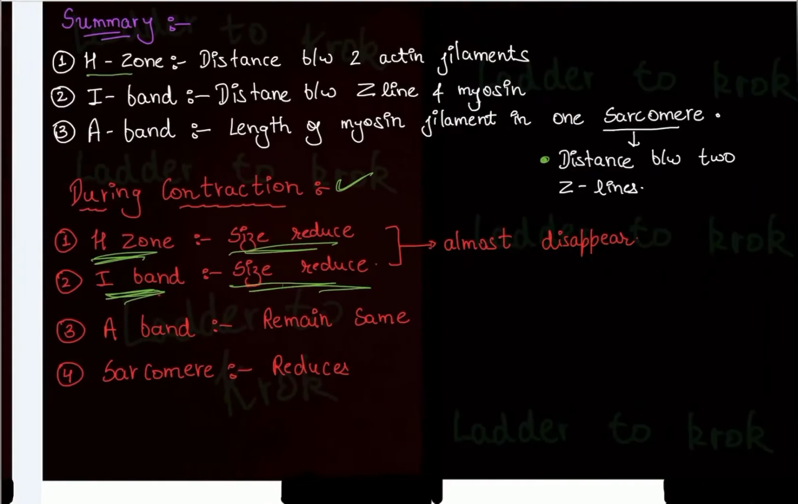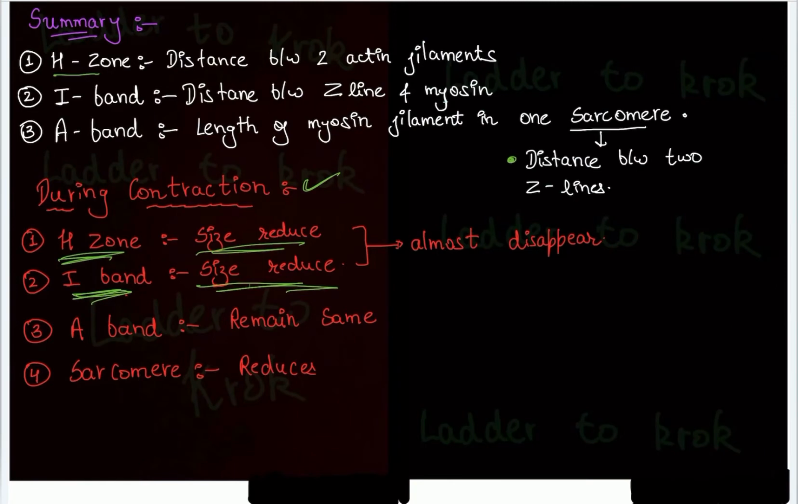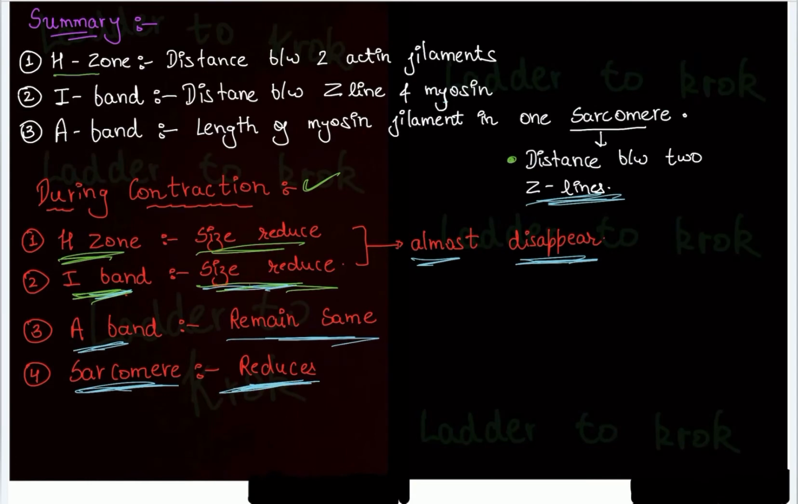So the H zone and I band sizes reduce, almost disappear. The A band will remain the same, since this is the myosin filament. The sarcomere size reduces. The distance between two Z lines will also reduce during contraction. This is clear regarding bands and zones.